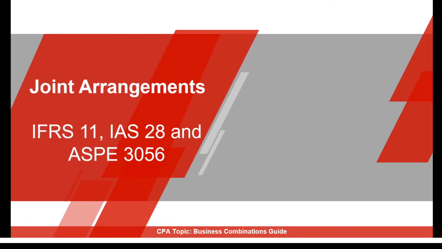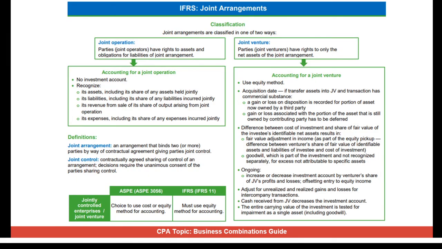So the next one we're going to talk about is joint arrangements. At a very high level, for IFRS, there are two classifications. One is a joint operation, the other is a joint venture. A joint operator has rights to the assets and obligations for liabilities of a joint arrangement, and a joint venturer has rights to only the net assets of the joint arrangement, okay?